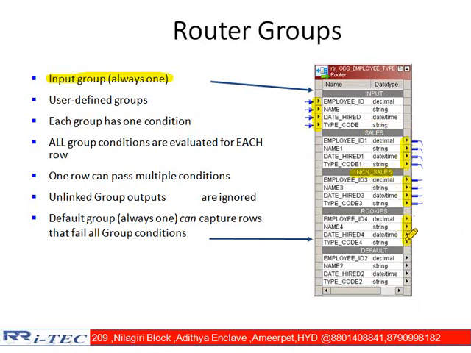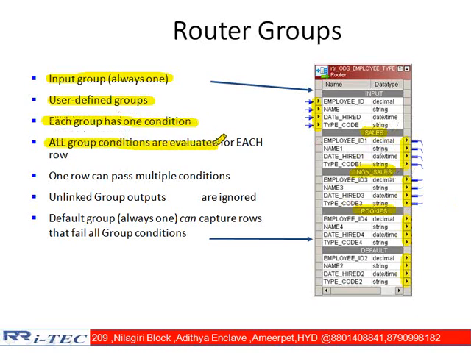This is one output corresponding to rookies. This is one output corresponding to default, which are not falling under any of these groups. Those records will fall into the default group. Sales, non-sales, and rookies are called user-defined groups. Each group has one condition: sales has one condition, non-sales has one condition, rookies has one condition.